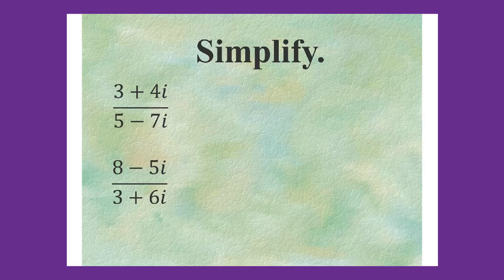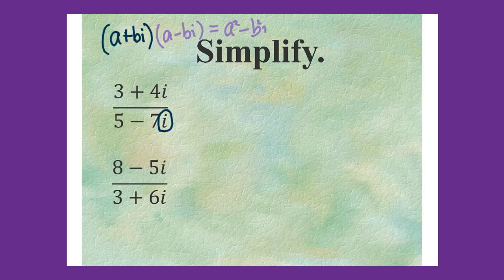Let's simplify this division. So how can we get rid of this i from the denominator? We have to use a conjugate multiply. You know, for a plus bi, the conjugate will be a minus bi. So we got a squared minus b squared i squared. I squared is -1. Therefore, you got a squared plus b squared.